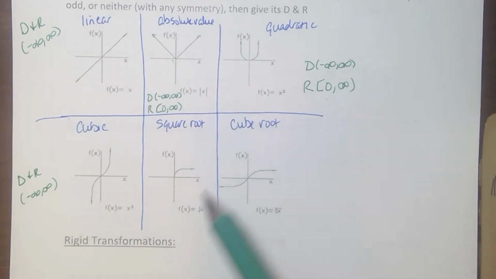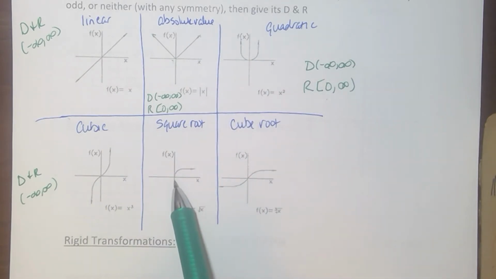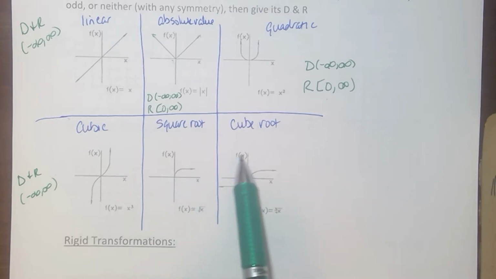Square root function. You can see that we definitely have a limit here. We have a starting point. This function is moving out and up.